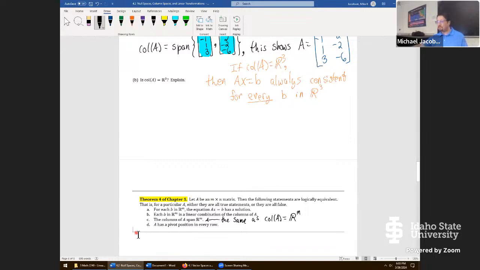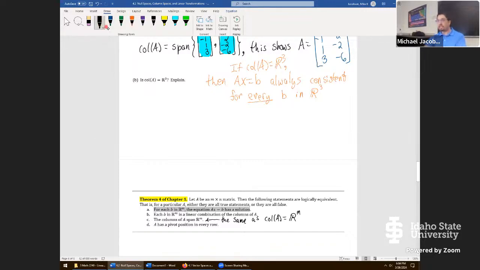So that's kind of interesting. And to me, this is what makes linear algebra kind of challenging. There are a lot of different ways to say the same thing. Column space A equals R3. You could just say it this way. But all these statements are logically equivalent. We could have said it this way. That's kind of what we were doing right here when we wrote that statement down.